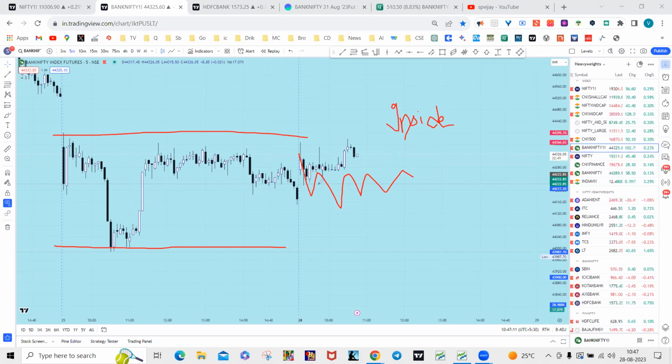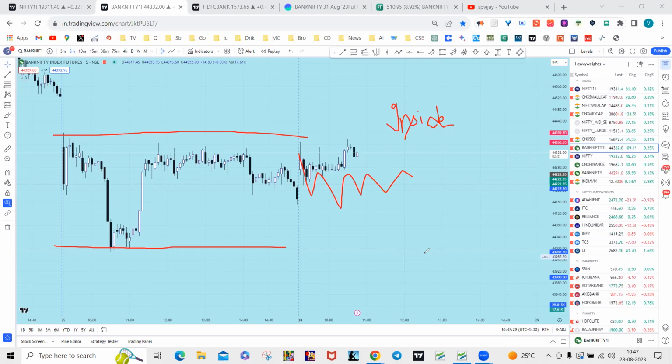So generally in an inside day, you must trade very less, or you must trade at the extremes only, instead of getting caught on the mid ranges, because the price will continue to oscillate between the extremes. So this is something on inside day.